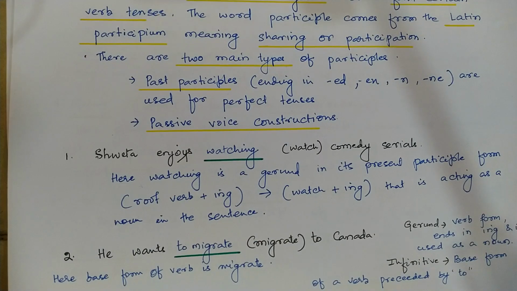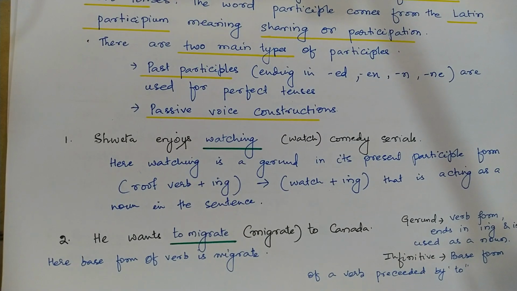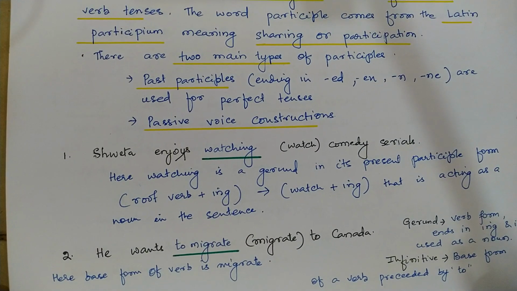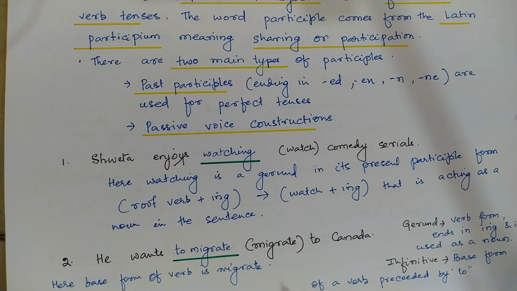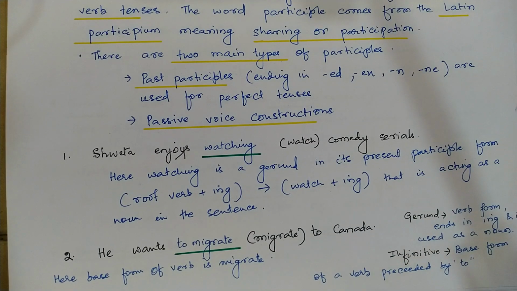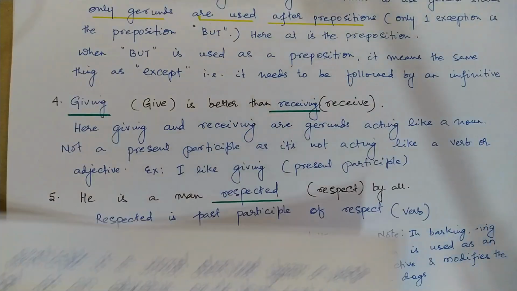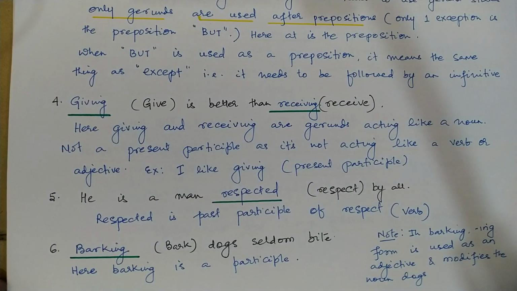Next, number 2. He wants to dash migrate to Canada. Now, migrate. What does the meaning of migrate? Migrate means to move. Now, your base form of the verb is migrate. Now, gerund verb form ends in ing and is used as a noun. Infinitive base form of a verb preceded by to. Therefore, we use to migrate. Next, number 3.